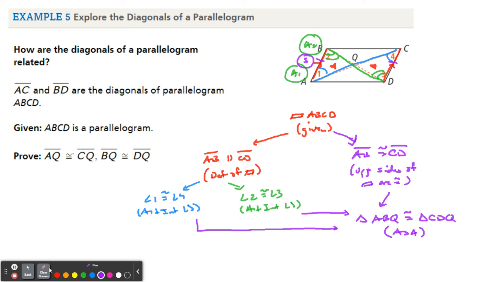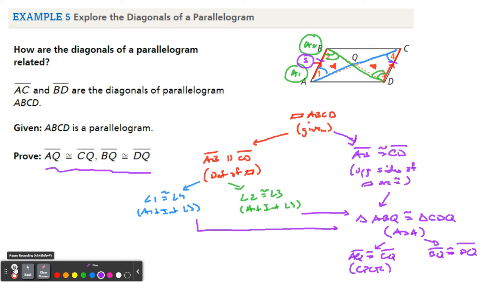So now from here, if you look at these segments we have to prove congruent, I believe these are corresponding parts of our triangles. So I think from here I can prove that segment AQ is congruent to CQ because they're corresponding parts. And I think I can prove that segment BQ is congruent to DQ because they're corresponding parts of these congruent triangles.